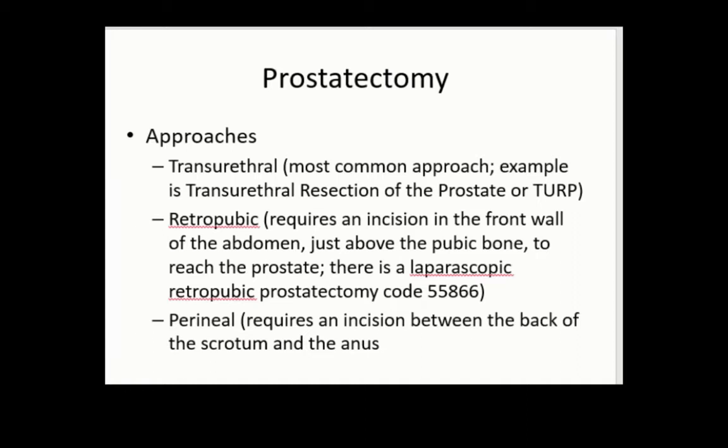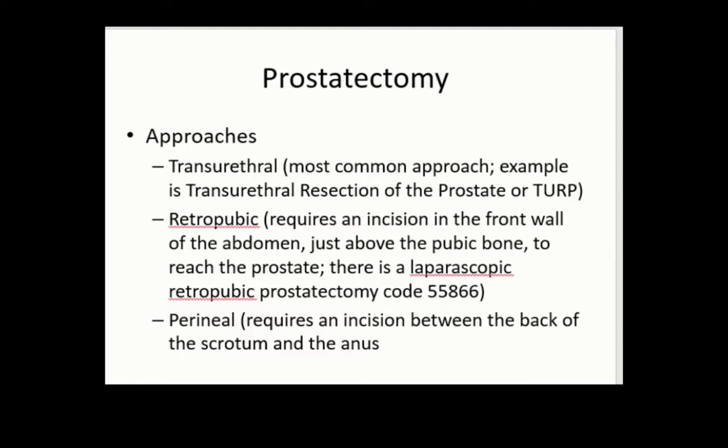A couple of procedures are talked about in the textbook. One is a prostatectomy, and it is differentiated by its approach, whether it be transurethral, which is the most common, also referred to as a TURP, where a scope is inserted through the urethra. Trans means through or within, so transurethral. The doctor gets to the prostate through the urethra using the scope, and once they get into the prostate, they remove tissue small amounts at a time through the scope.